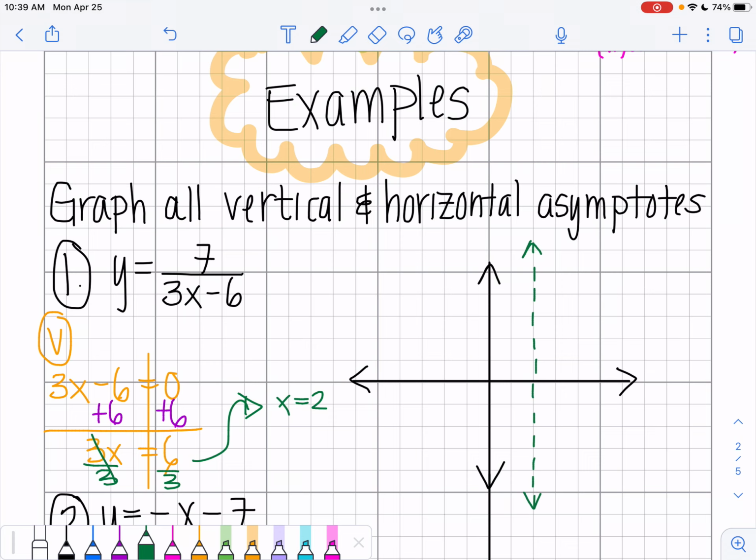Now, horizontal asymptote, the degree of my numerator is 0. And the degree of my denominator is 1. So in that case, my degree is smaller, so my horizontal asymptote is going to be my x-axis, like that. Okay. Next.